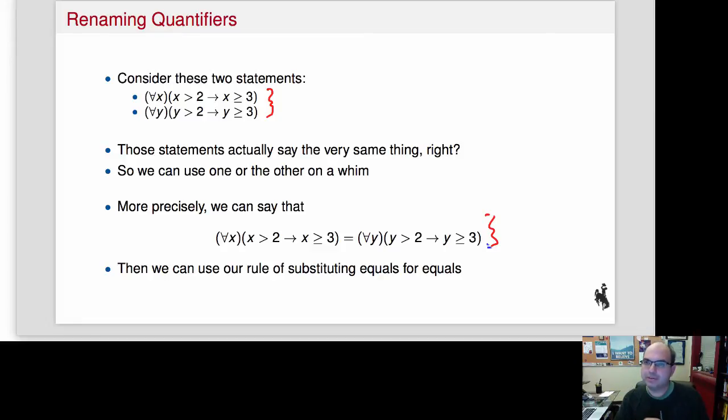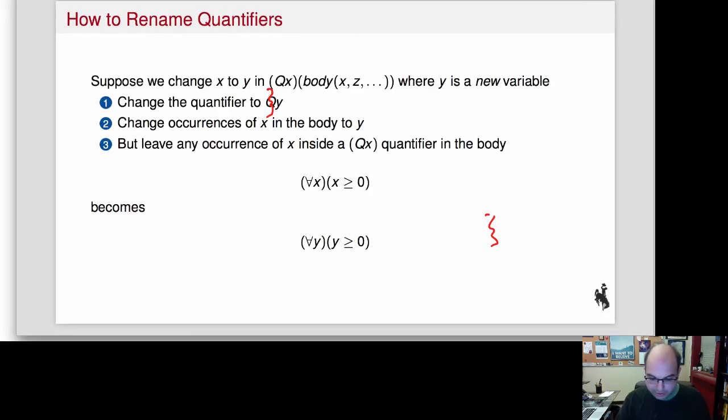One of the reasons for writing it that way is that our idea that we've been using all this time, which is to replace equals by equals, works. That gives a justification for the renaming. I can rename the variables because in fact the two statements are equal. All right, so that's an approach.